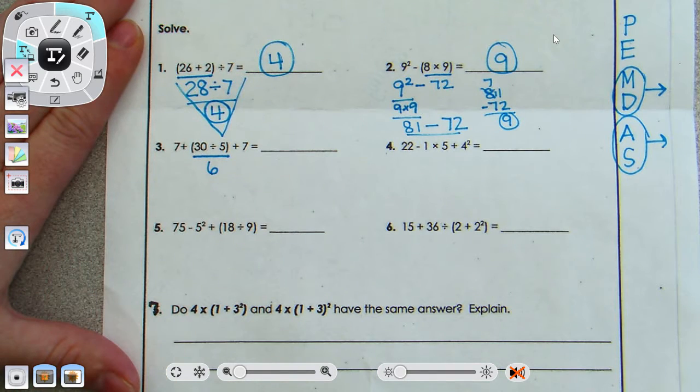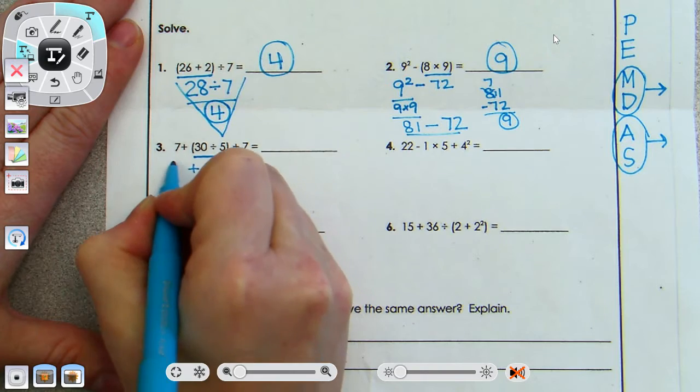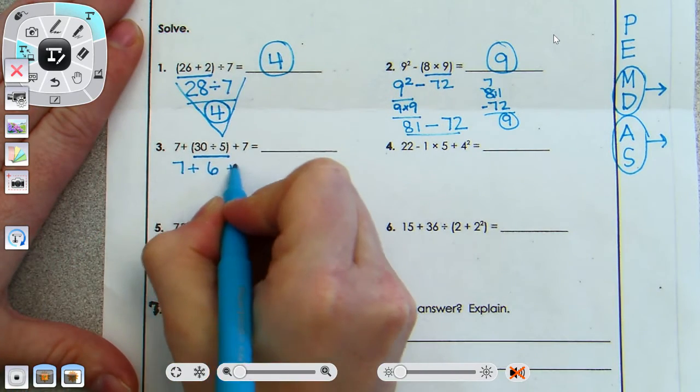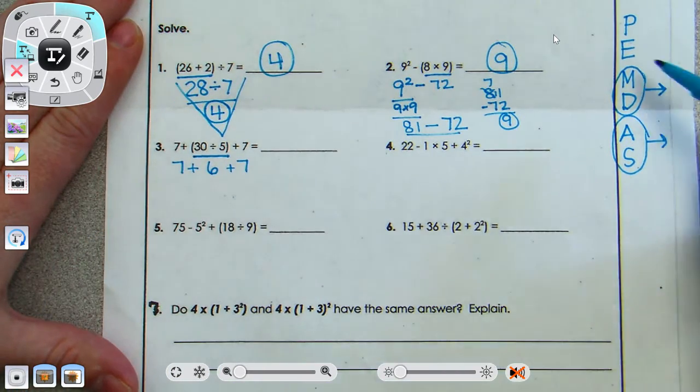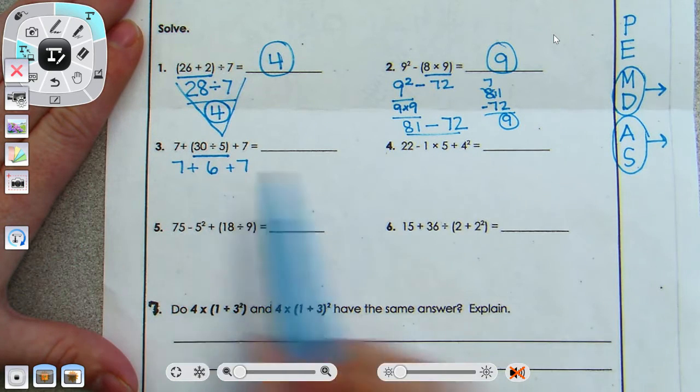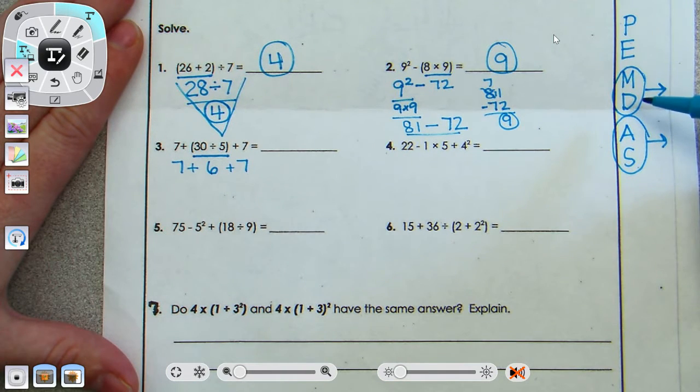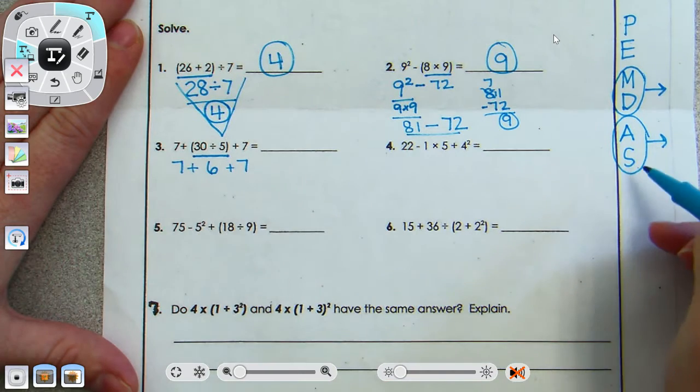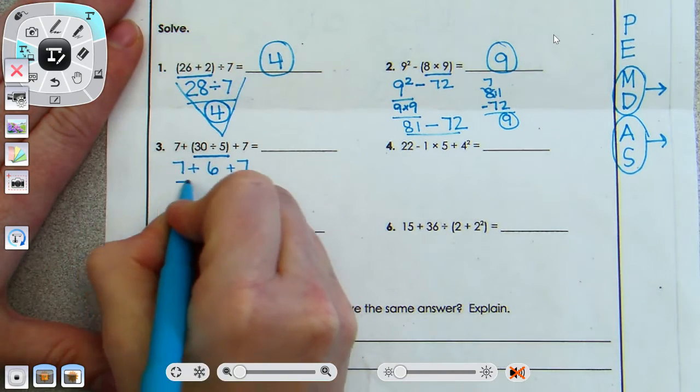The walls fall down for my parentheses because I'm done with all the math inside. I bring down everything I haven't used. I have a plus 7 on this side and a plus 7 on this side. Exponents would be next, but there are none. Multiplication and division family would be next, but there is none. So addition and subtraction family is last, and it's left to right.